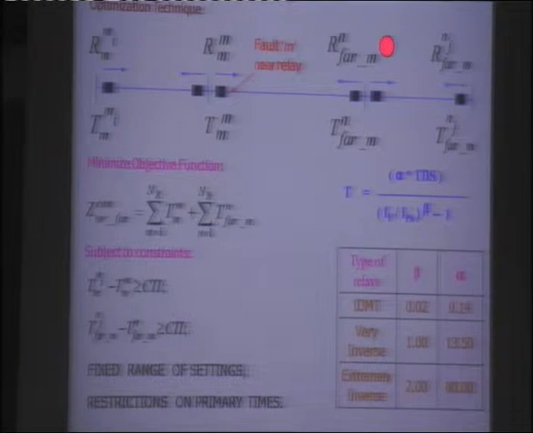Now backup protection is supposed to come into picture only when the primary relay fails to trip. That means we have to give sufficient time to the primary relay to operate. How can it be made possible? It can be made possible by giving the operating time of that backup relay slightly longer by setting of the relay.